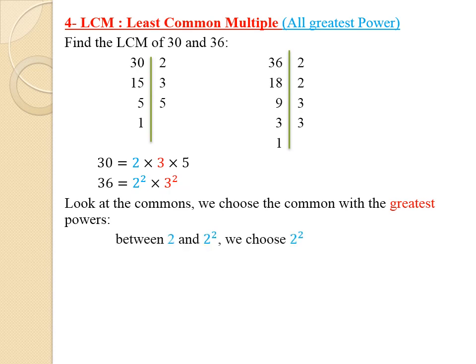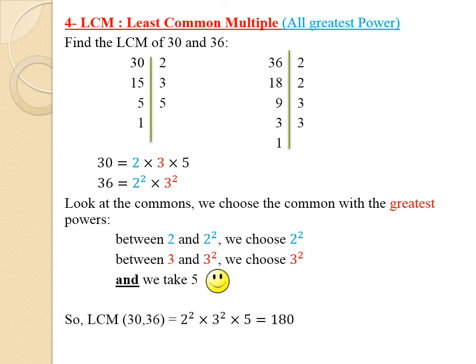For example, we have 2 and 2 power 2, we take 2 power 2, لأنه greatest power. 3 and 3 power 2, we took 3 power 2. Well, 5, نحن قلنا all greatest power, so we have to take 5 and multiply these factors by each other. So LCM هي 2 power 2 times 3 power 2 times 5 to get 180. 180 is the least multiple that is divisible by 30 and 36 at the same time.